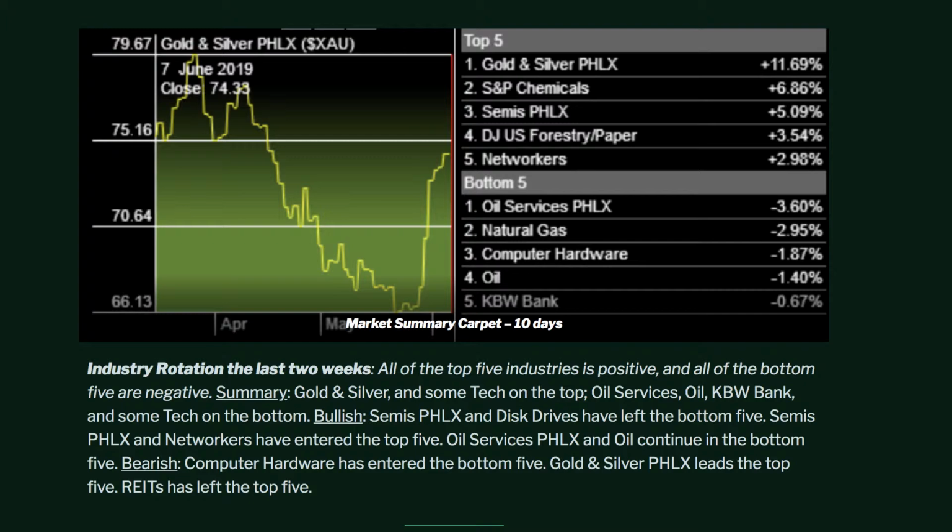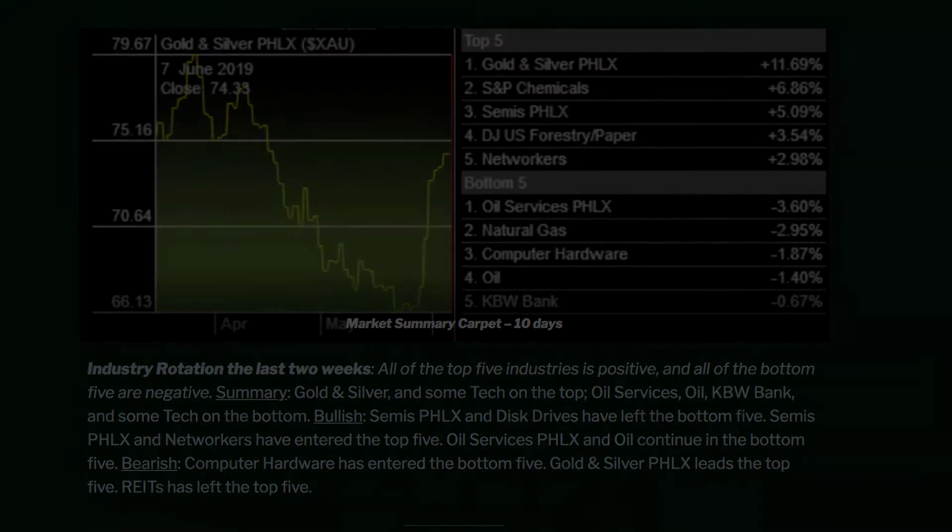Bullish, semis and disk drives have left the bottom 5. Semis and networkers have entered the top 5. Oil services and oil continue in the bottom 5. Bearish, computer hardware has entered the bottom 5. Gold and silver leads the top 5. REITs has left the top 5.